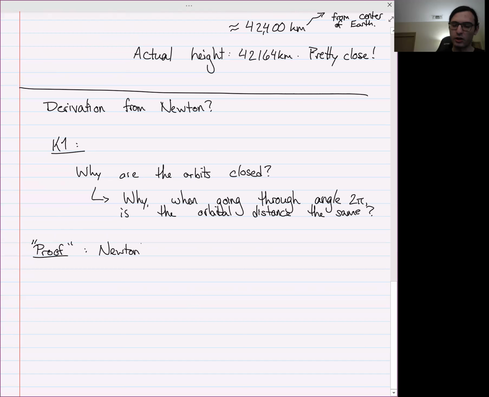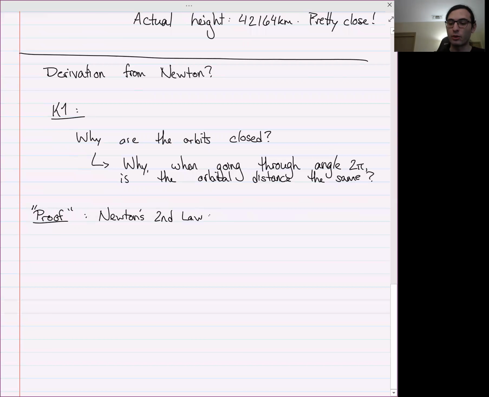So Newton's second law, and all of the applications of Newton's second law that we're going to use here are going to be relevant for the orbiting body, not for the source of the gravitational force, because we're going to assume that that source is fixed in place. So let's start with Newton's second law, F equals ma.